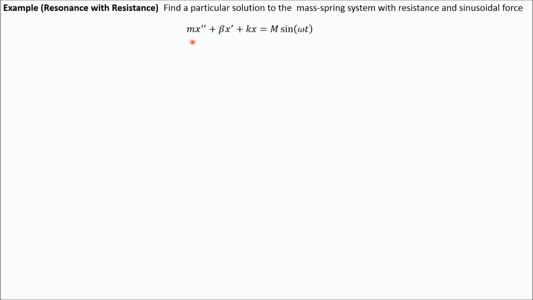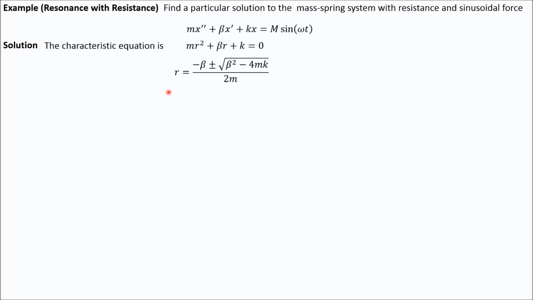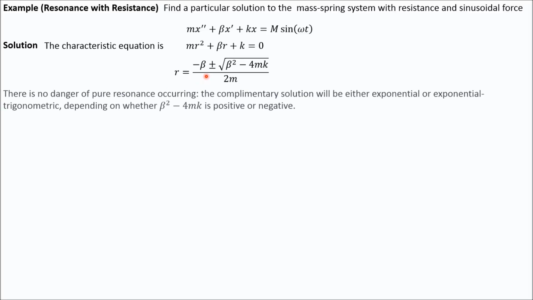So let's assume then that we have a mass on a spring and this forcing function, and we're going to solve it, or at least find a particular solution to this problem. So we're not going to worry about initial values. The characteristic equation is this, which gives us the roots shown here by the quadratic formula. So the complementary solution is going to involve an exponential function.